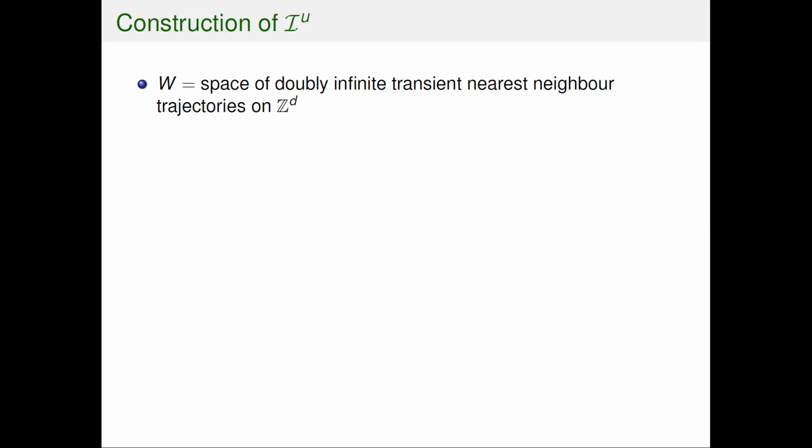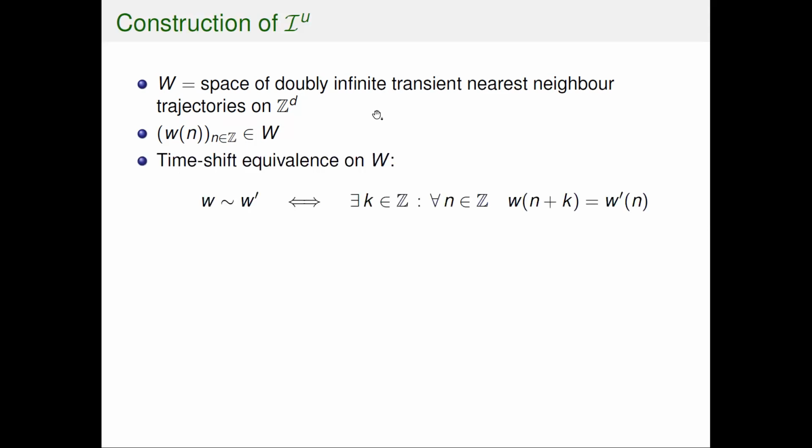By transient, I mean doubly infinite trajectories that go to infinity in both directions. I will denote one such doubly infinite trajectory as W_n, where n is any integer. And I will define time shift equivalence on this space of doubly infinite trajectories. I say that two trajectories, W and W prime, are time shift equivalent if there exists a K such that one trajectory is the time shift of the other by K.